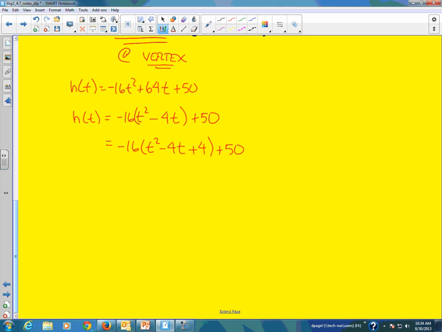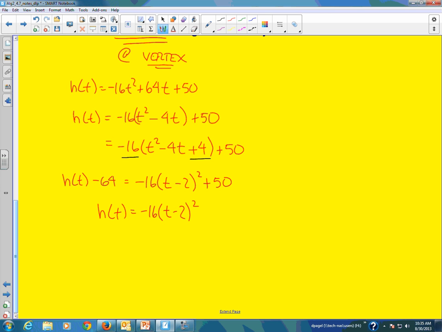I recognize that, actually, on the right-hand side, I've added a negative 64 there. So we're going to make sure that we balance that on the left-hand side by taking my h of t and subtracting 64 as well. Then I'm going to go ahead x, or in this case the t part of my vertex.